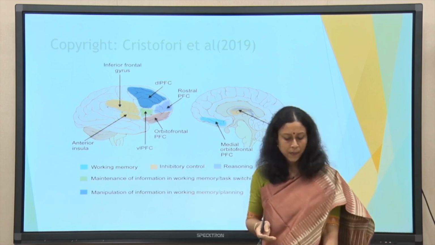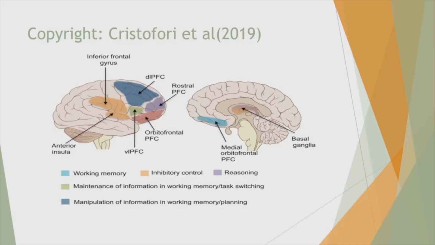This is one of the latest depictions of the various regions that we have just now talked about. So, inferior frontal gyrus. You can see this is the back of the head and this is the front. So, this is rostral PFC, this is ventrolateral PFC, and all the regions are mentioned here very clearly. This is from a 2019 paper by Cristofori et al., where they have given this clear cut distinction of the areas, and then we have the basal ganglia here, which is also something that is.